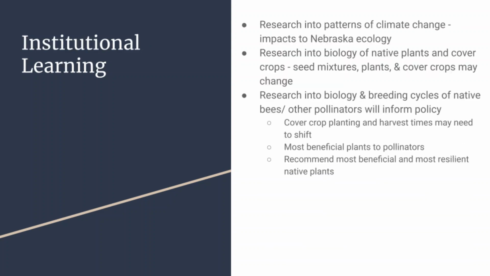Research into patterns of climate change over the coming years will improve understanding of impacts to Nebraska ecology. Based on this, and research into biology of native plants and cover crops, recommended seed mixtures, plants, and cover crops may change. Further research into biology and breeding cycles of native bees and other pollinators will inform policy.